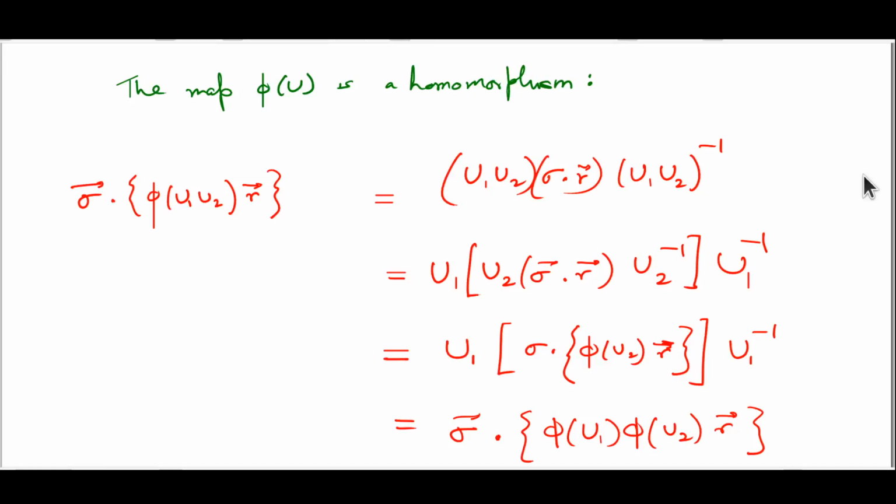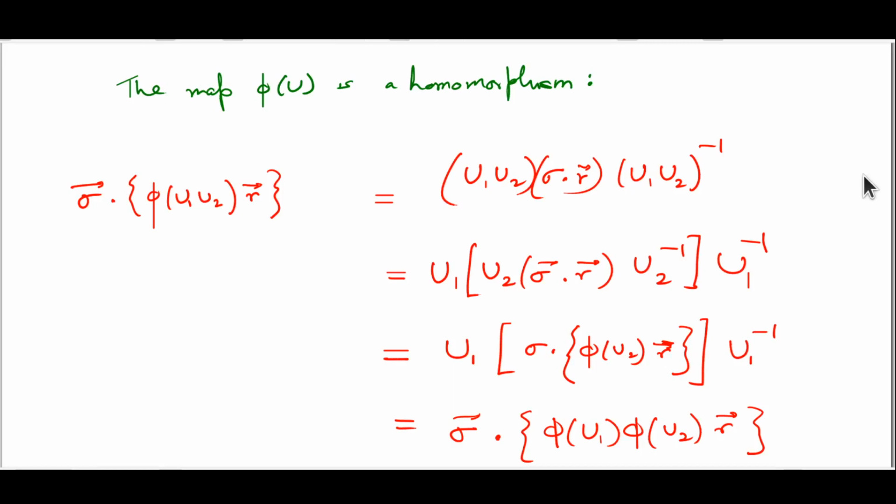So here we have a map which maps every SU2 element into a corresponding rotation matrix. The claim that we are making now is that this particular map phi of u is a homomorphism. The proof of that would simply involve proving that phi of u1 u2 acting on R is the same as phi of u1 times phi of u2 acting on R for every R. And the proof is rather straightforward. All you do is start from the definition. So sigma dot phi of u1 u2 R is nothing but u1 u2 sigma dot R u1 u2 inverse.